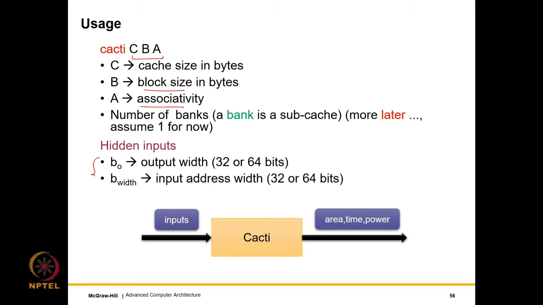And there are 2 more inputs which are hidden, but you can always change the code of Cacti and change them. One is the output width, in the sense of how many bits or bytes we read out in one go. It could be 4 bytes, could be 8 bytes, can be configured. And the other is the width of the memory address. That can also be 4 bytes or 8 bytes, 32 or 64 bits, again can be configured.